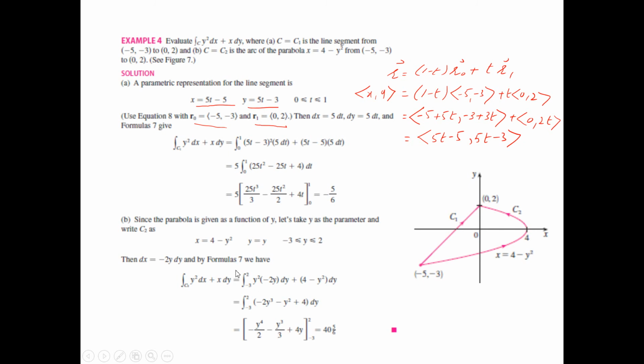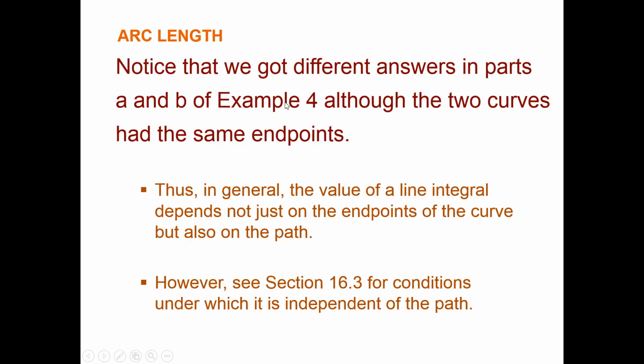In this case, our parameter is y, so everything is going to be transformed into y. dx is in fact minus 2y dy, and dy is dy. I hope it is clear, and the limits are also obvious: y varies from minus 3 to 2. Then integrate and plug in the limits, and you have the answer for the arc length.